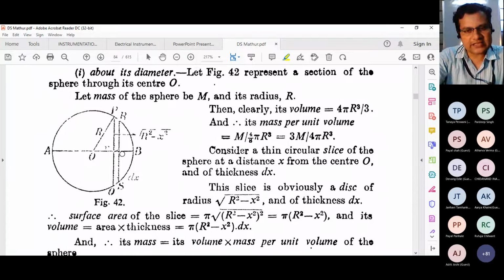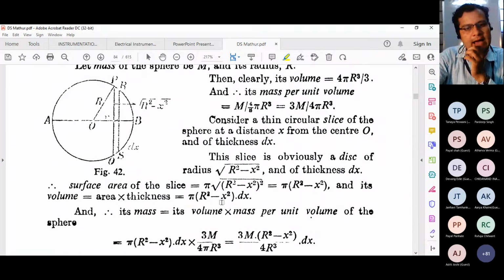Again, we need to use the surface area of the disc, that is pi r square. So pi times the square root of r square minus x square, because the radius is the square root of r square minus x square. When you square it, it becomes pi (r square minus x square). The volume becomes area into thickness, so you multiply the area with the thickness and you get the volume. So volume will be pi (r square minus x square) into dx, because surface area into thickness gives the whole volume.